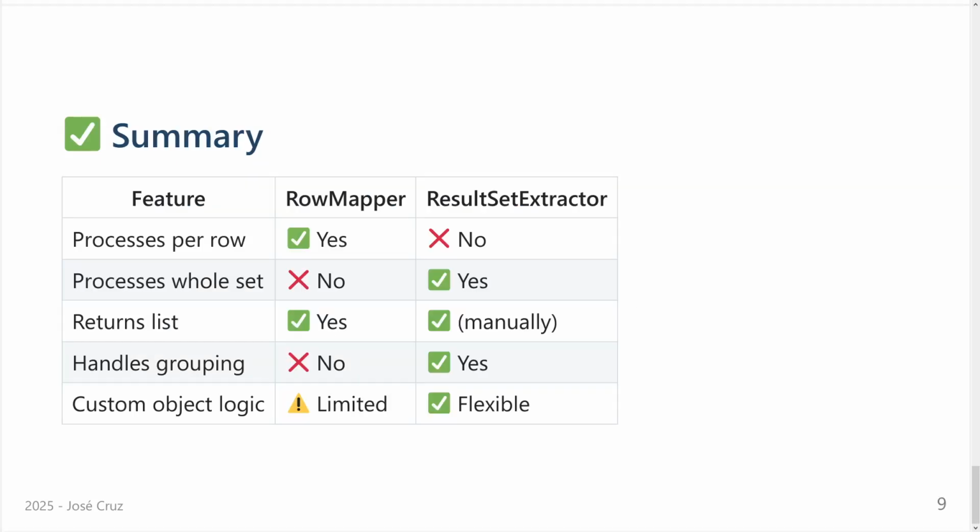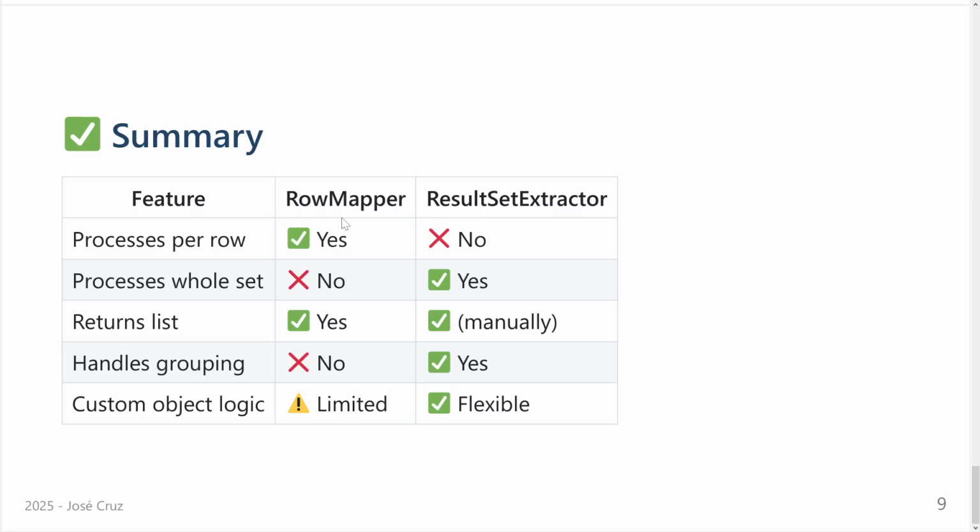Okay, so in summary, if you want to capture this or something, I always like to provide a summary. So process per row, RowMapper, yes, but row by row ResultSetExtractor, no. This is the main difference between both. Of course, the complement is yes for ResultSetExtractor, no for Mapper. If you want to process the whole set, returns a list, both. So this one, it's out of the box.